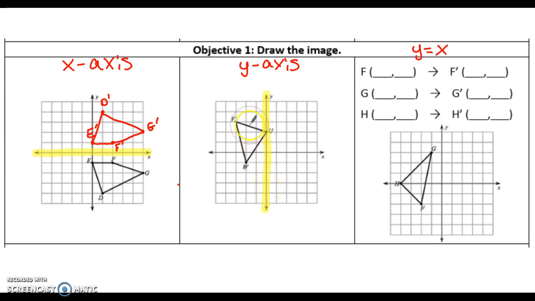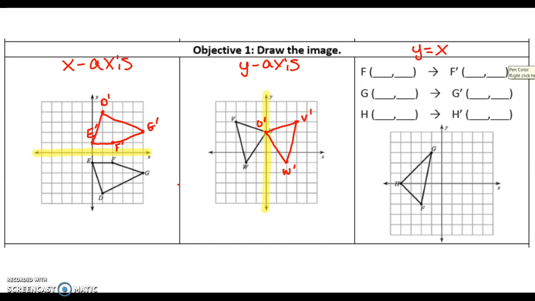So let's go ahead and reflect this triangle across the y-axis. Looking at V, V is 1, 2, 3 units away from the y-axis. So we'll place it 1, 2, 3 units away from the y-axis on the other side. W is 2 units away. And U is right on the line of reflection, so it actually does not move. It stays right there. All right, and we have reflected that figure across the y-axis.